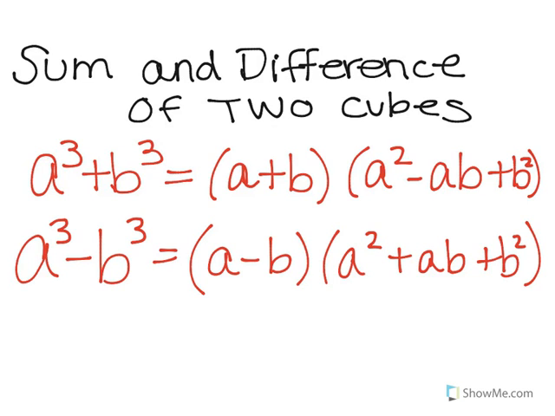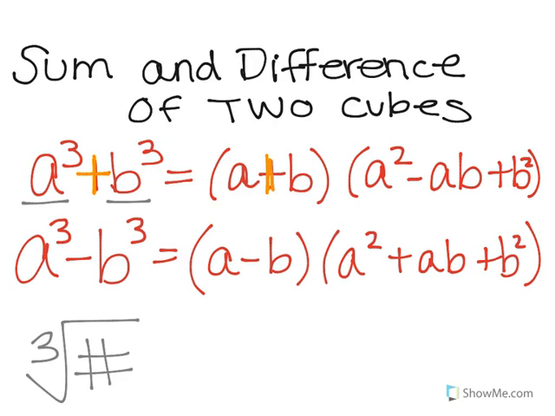Okay, so if you're given two numbers, a and b, that are perfect cubes, meaning you take the cube root of whatever that number is, then these two are the formulas you're going to use. The only difference in both of these is if you start with a plus sign, then that next term, this binomial right here, a and b, is going to be a plus. And then it goes minus, plus. And if you start with a negative, then it starts negative and then goes plus, plus.